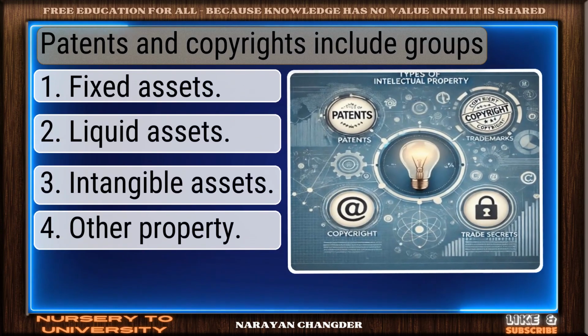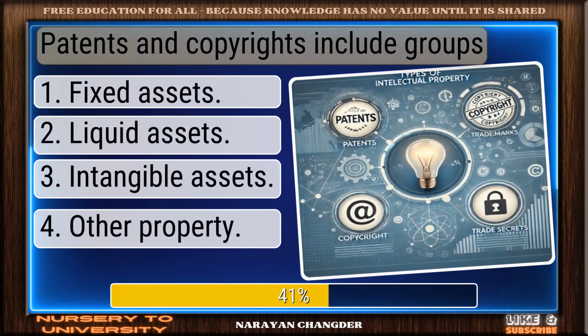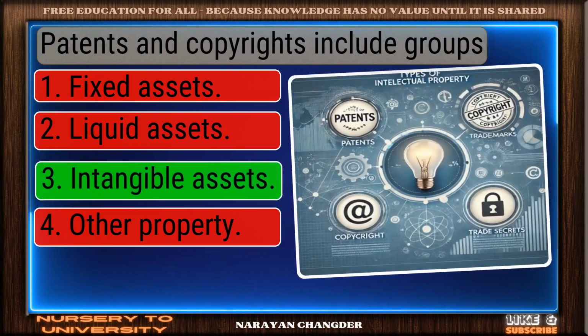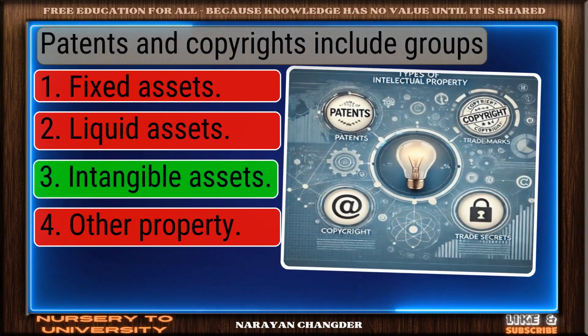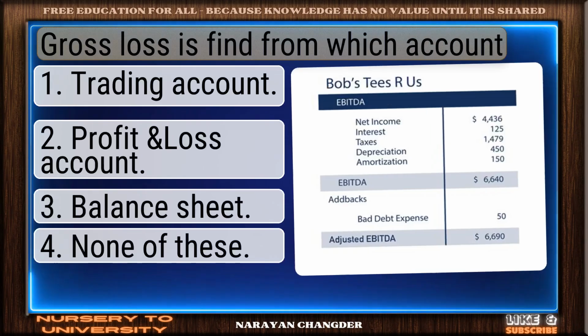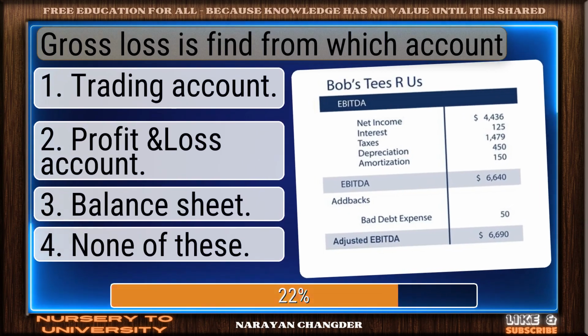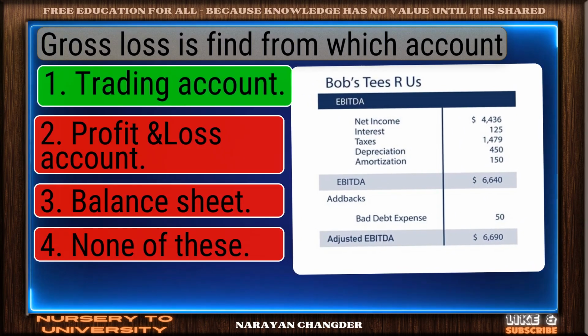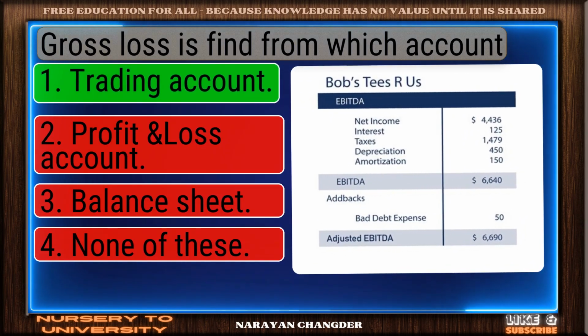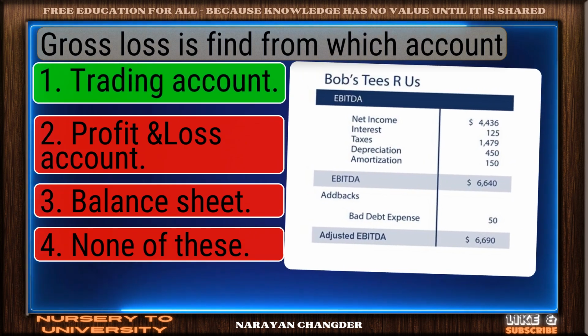Patents and copyrights include groups. Solid response. Intangible assets is a valid choice. Gross loss is found from which account? Excellent choice. Trading account is the right answer.